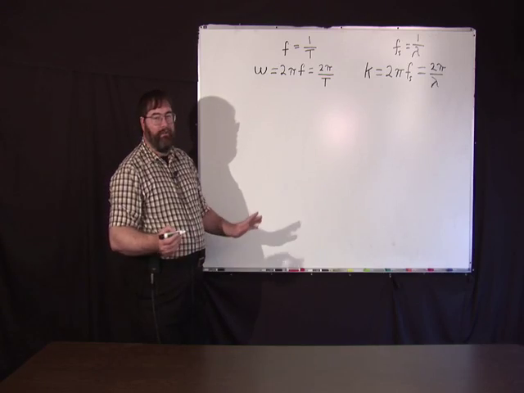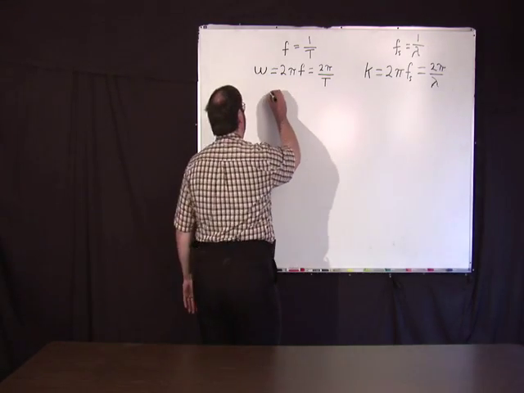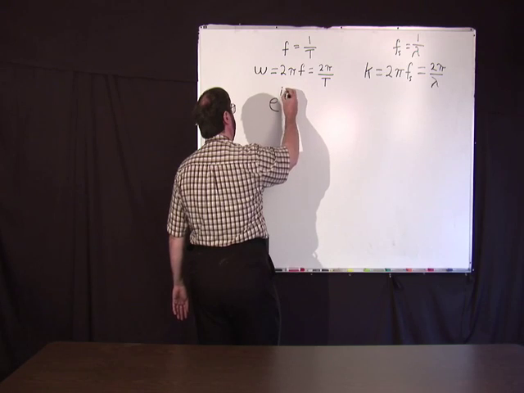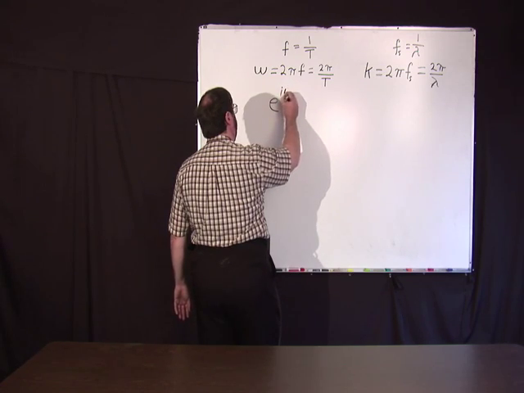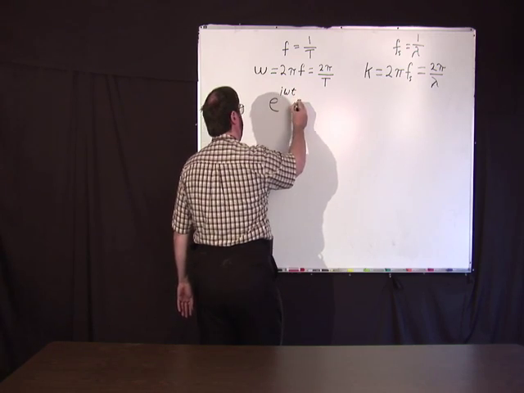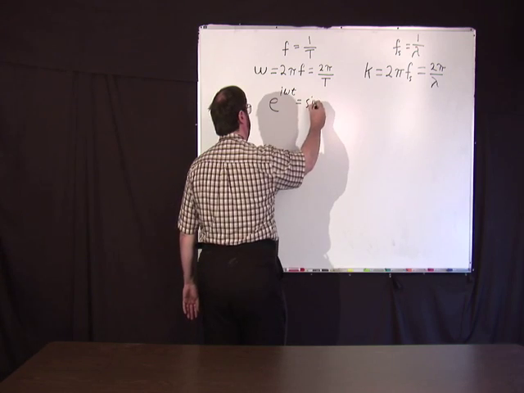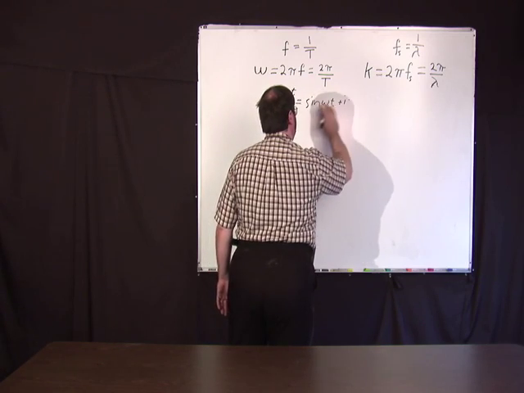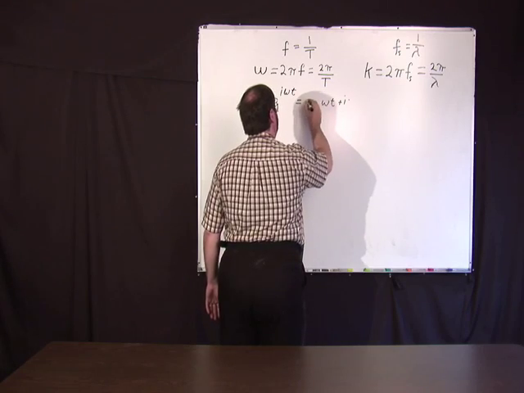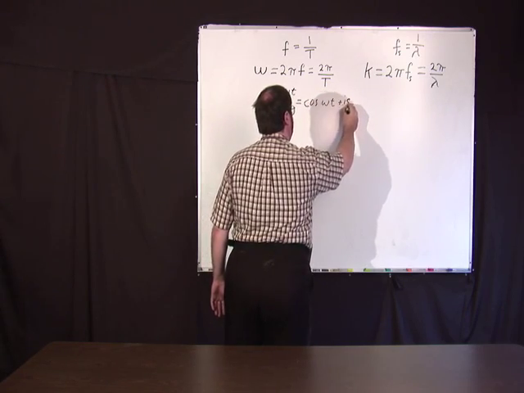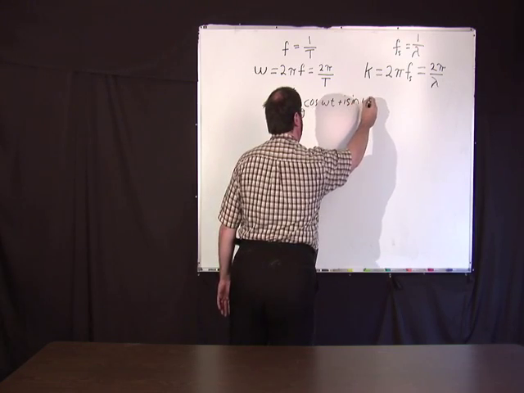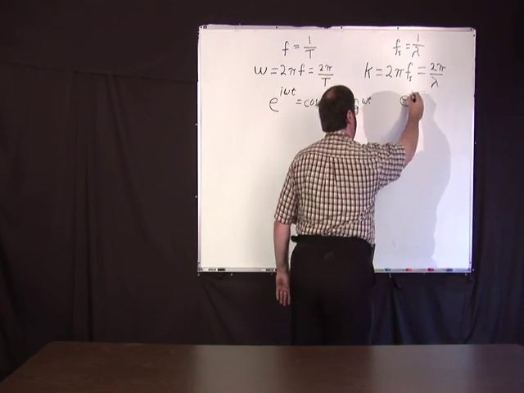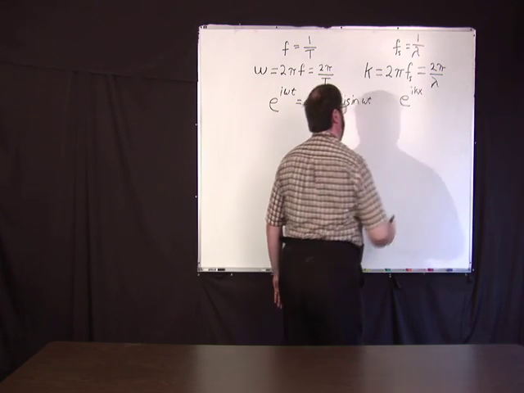And then we talked about sinusoidal waveforms. For this case, let's talk about e to the i omega t, which equals cosine omega t plus i sine omega t. This is another form of sinusoid. You can also talk about e to the i k x, where x is in meters.